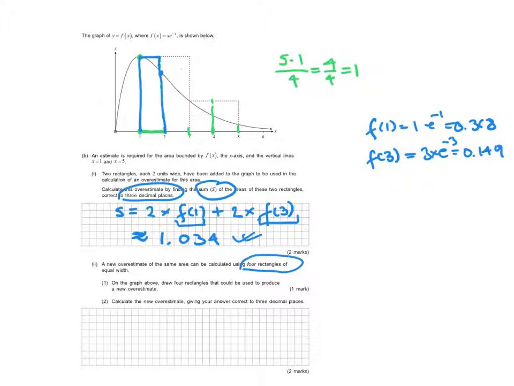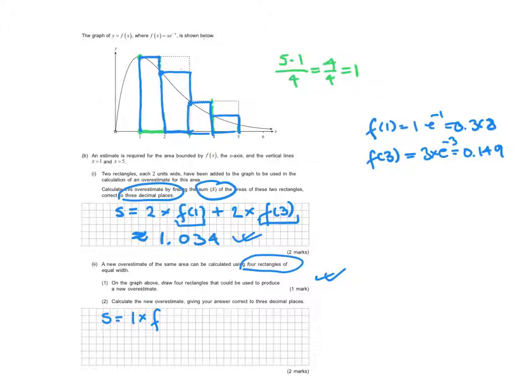The same thing is happening for the next rectangle, between 2 and 3. We're looking at x equal to 2 and x equal to 3, where the function has a greater value, and we can see the graph is higher when x is equal to 2. There's going to be another rectangular shape, and you do the same for the rest. So that has been drawn, one mark, and now we need to calculate the new overestimate. Similar to what has been done in part B, it was 2 before, but now it is what? 1. Yep, that's right. So 1 times the height plus 1 times the height plus 1 times the height. You don't have to use it, because it's not going to change any values.